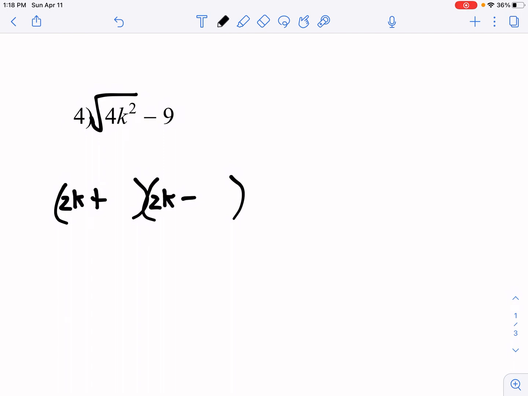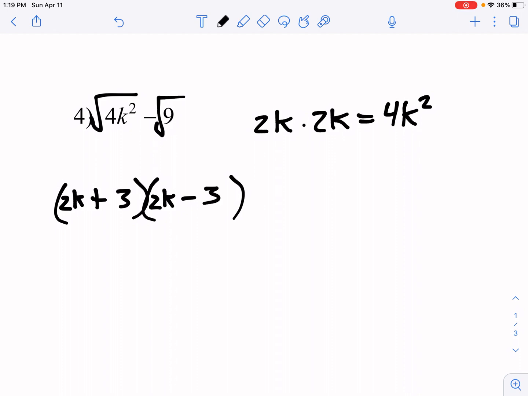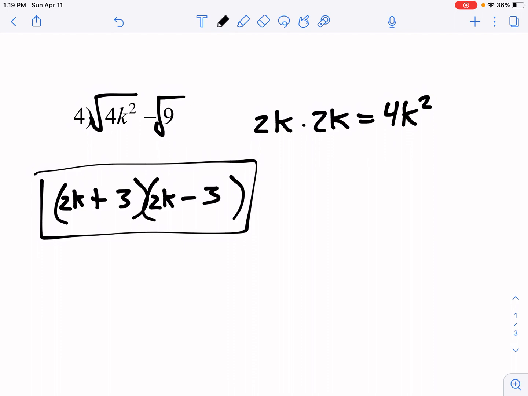So again, another way to look at it is understanding that 2k times 2k is equal to, 2 times 2 is 4, right? And k times k is k squared, okay? So that's why we said that the square root of 4k squared is 2k. Then we take the square root of 9, and we talked about this in the last one. The square root of 9 gives us 3. So this would be our solution, okay?